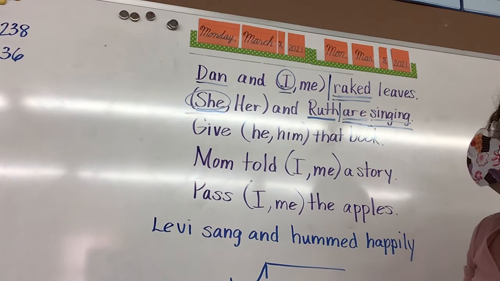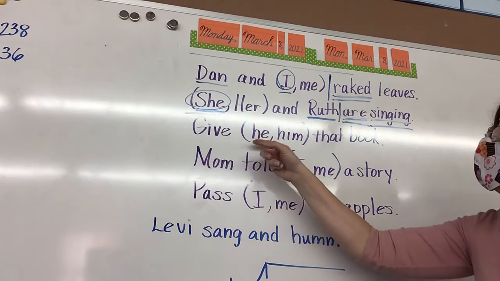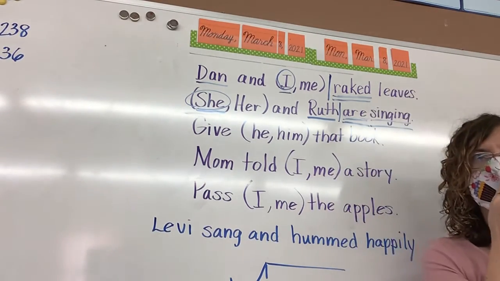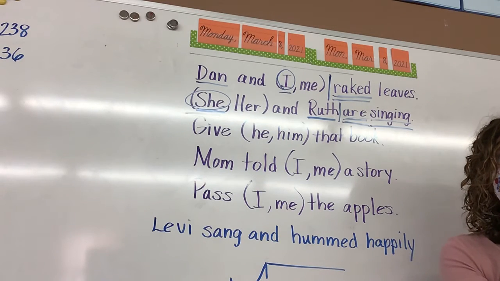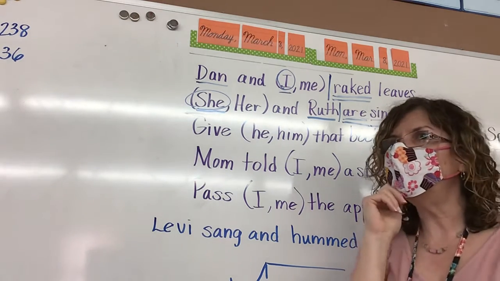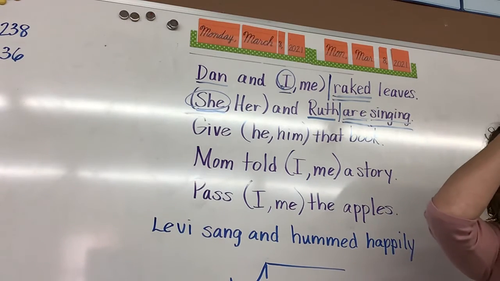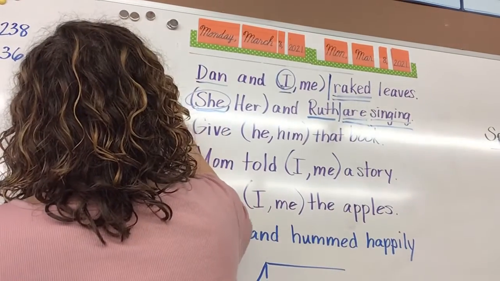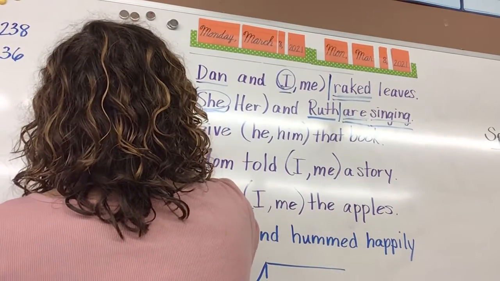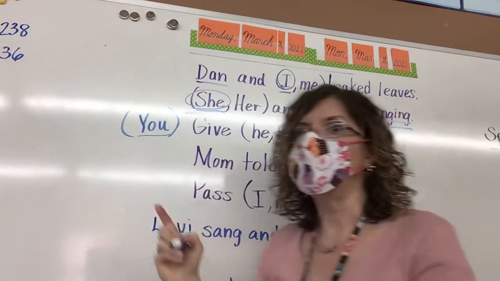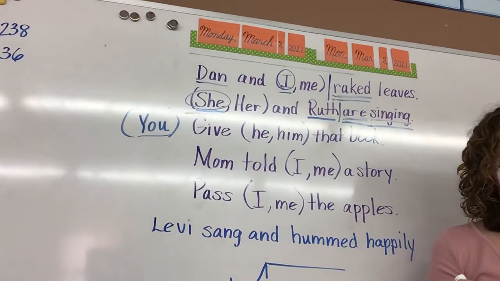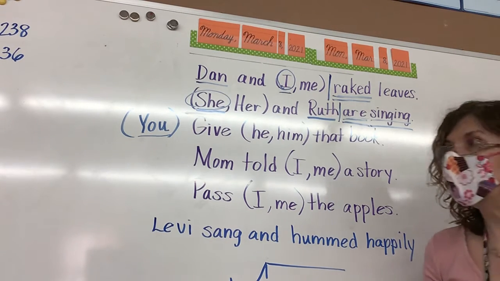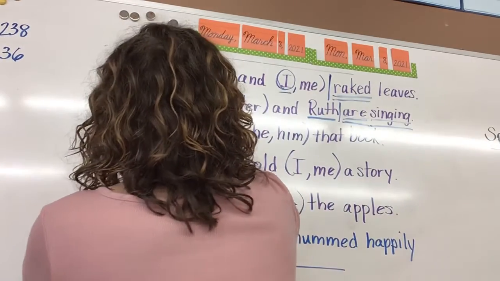Okay, I erased part of that by accident, but it says, give he or him that book. Now, who can tell me what kind of sentence that is? Jonathan? Imperative. It is imperative. What did we learn about the subject of an imperative sentence? Ben? It's always you. Yes, it is always you understood. So over here, I'm going to put the word you. That's the subject of that sentence. Where am I going to divide the line? After you. Yes, after that you.